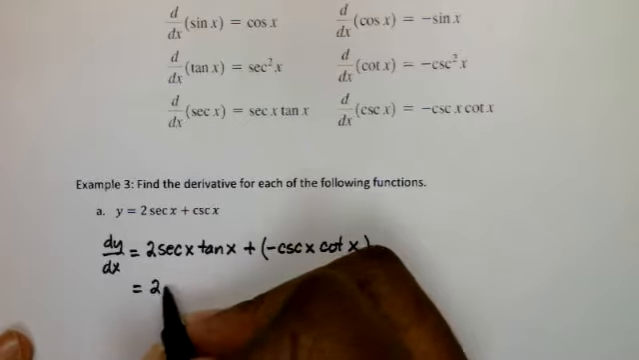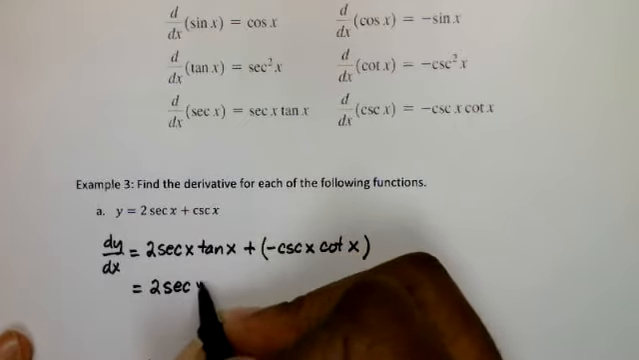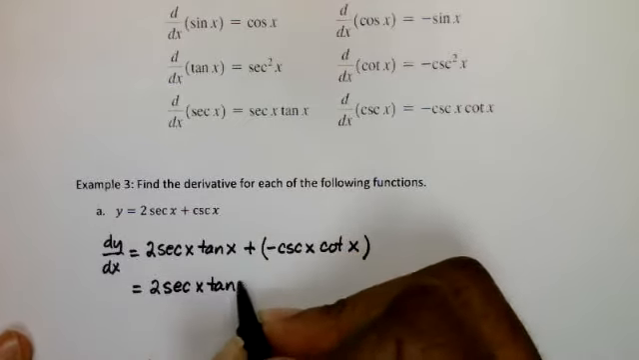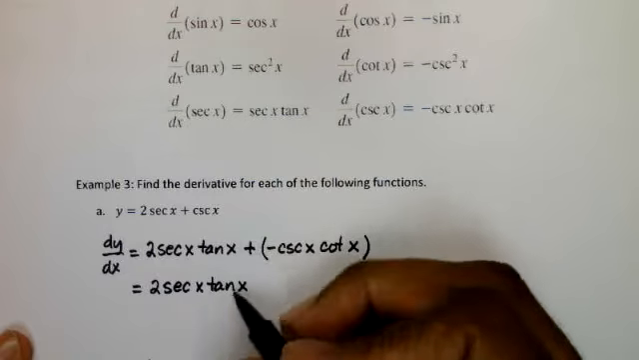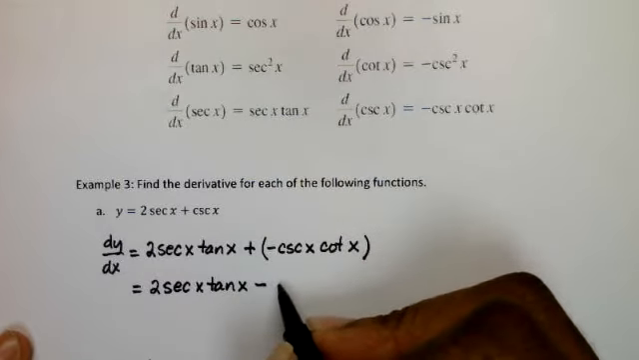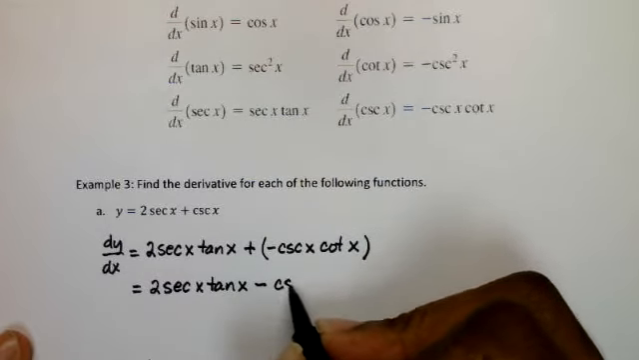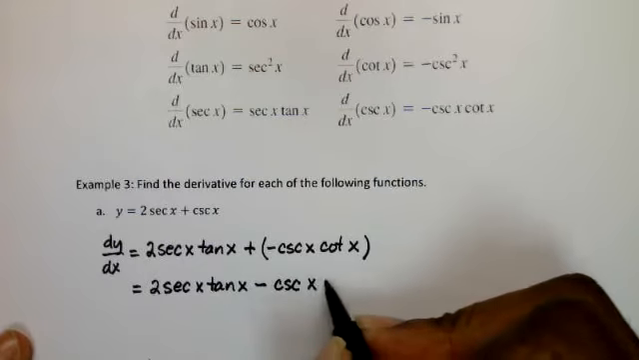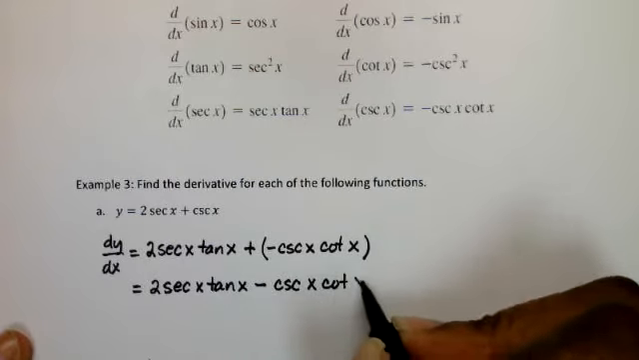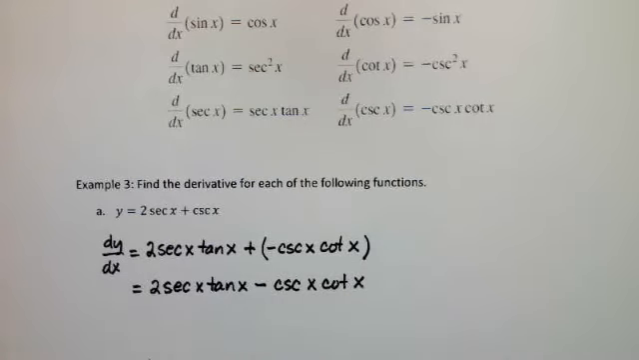Now, bring down the 2 secant of x tangent of x. The negative will make that plus or minus. So it'd be minus cosecant x cotangent x. And that's as far as I can go with that problem. So the derivative of y would be 2 secant x tangent x minus cosecant x cotangent x.